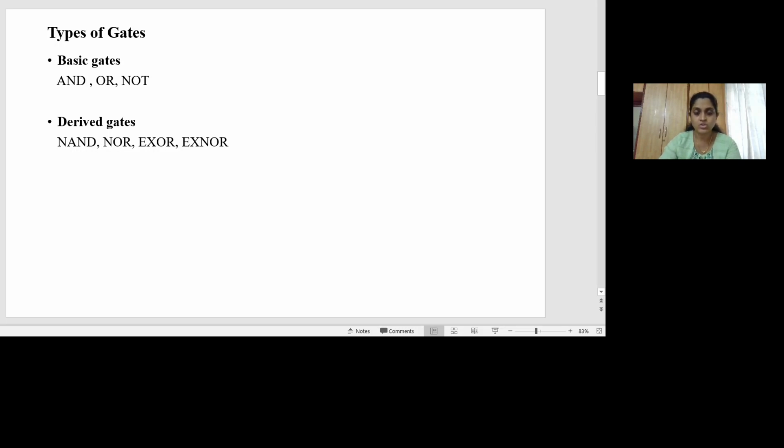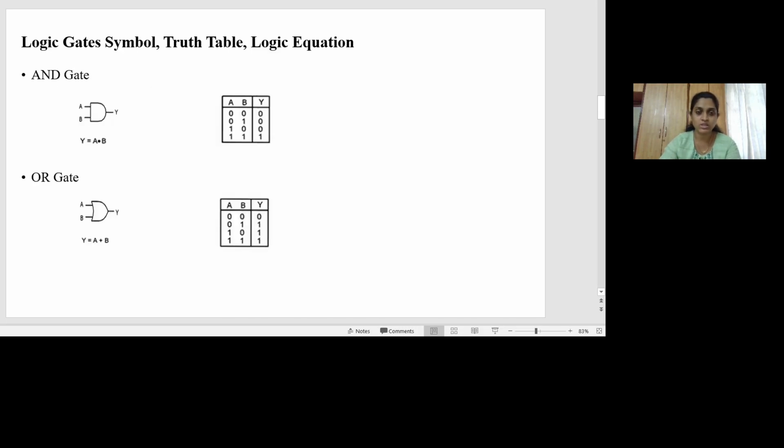And we also told you why NAND and NOR are called the universal gates, because any logic circuit, whether it's simple or complex, can be built using only NAND gates or only NOR gates. So they are called universal gates.